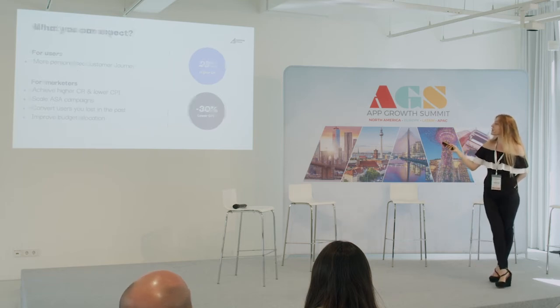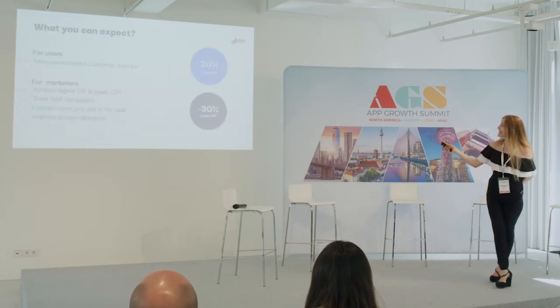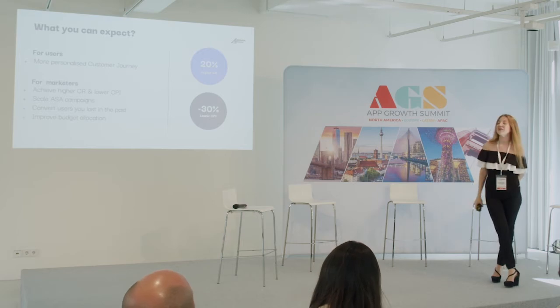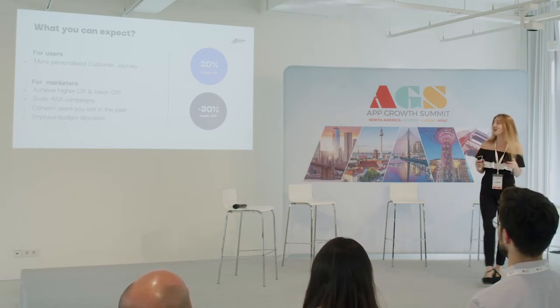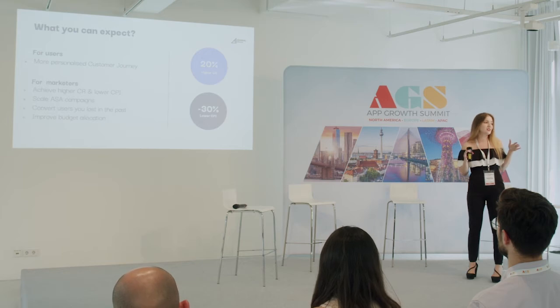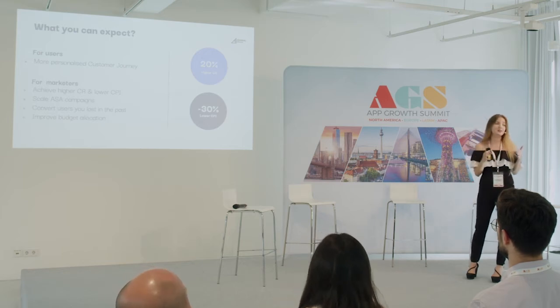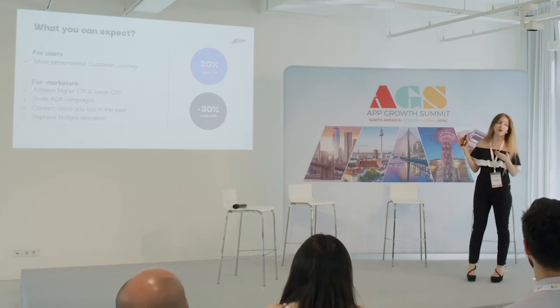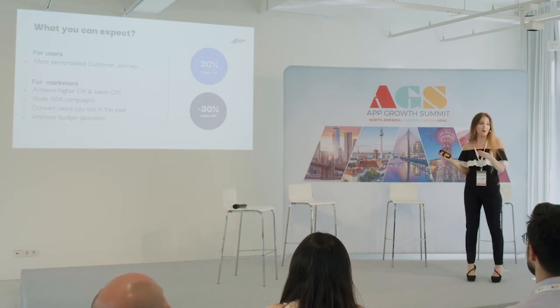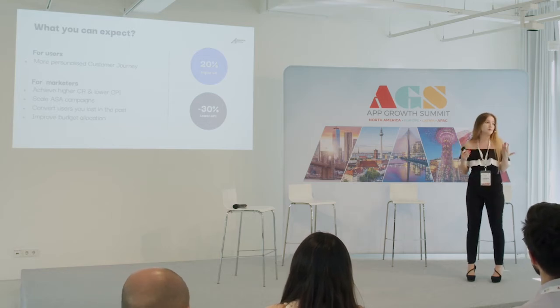The numbers that you can see on the right, oh, not this right. The numbers that you can see on the right are averages that I have calculated from all of the custom product pages that I have tested for apps of different categories. So these are average numbers. The results might be way more impressive and also not that much.